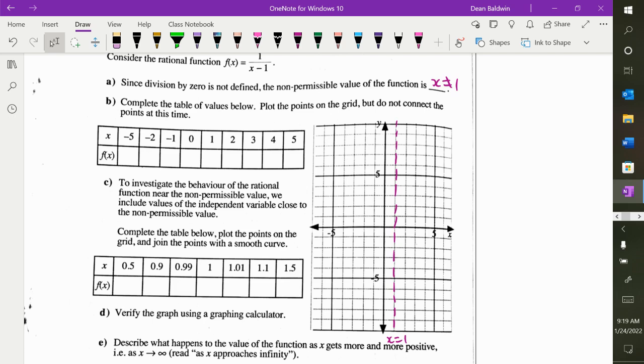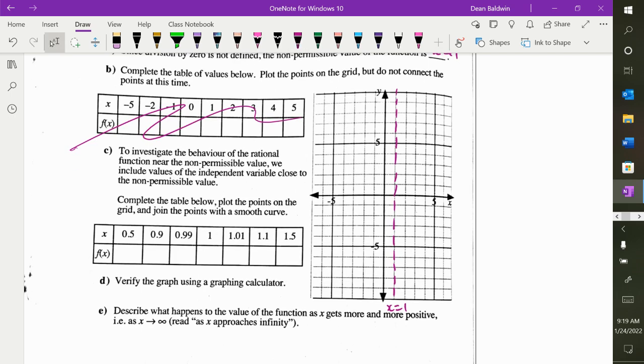Well, let's find out. More steep. All right. We're not going to do this one. We're going to do this table here. So this is us getting closer and closer to 1. All right. Here's our function, 1 over x minus 1. If I put 0.5 into x, can anybody do that in their calculator?